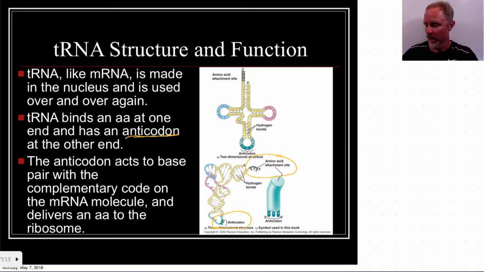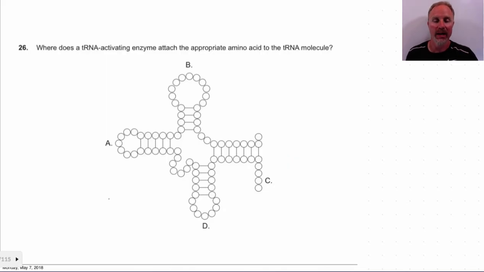Okay, so this anticodon, of course, is going to be complementary to the messenger RNA molecule. It's going to bind the messenger RNA according to the code and ensure that the correct amino acid gets added in. So a particular question might look something like, where does the transfer RNA activating enzyme attach the appropriate amino acid to the transfer RNA molecule?